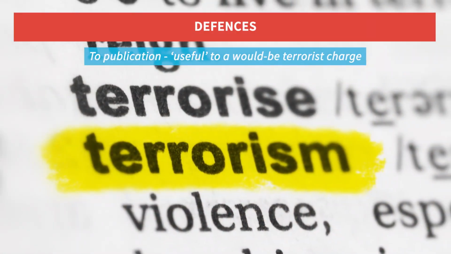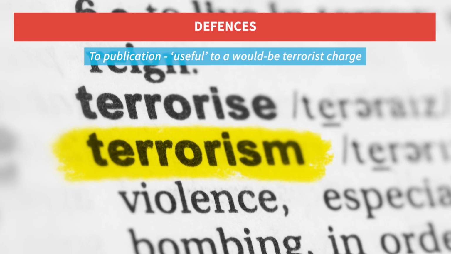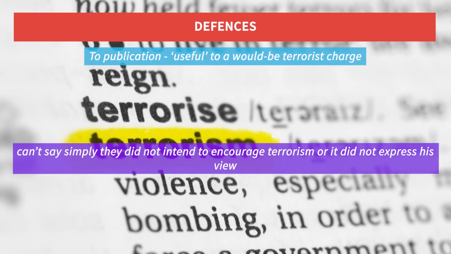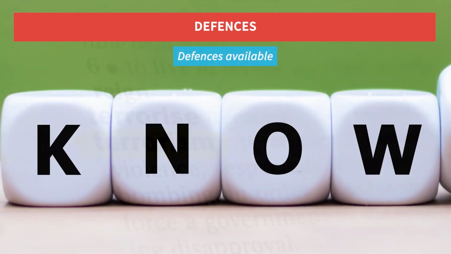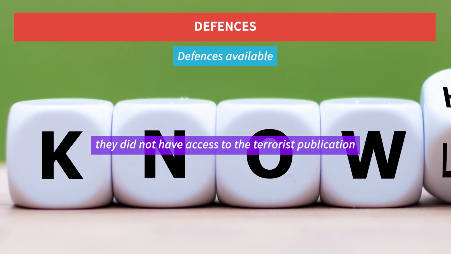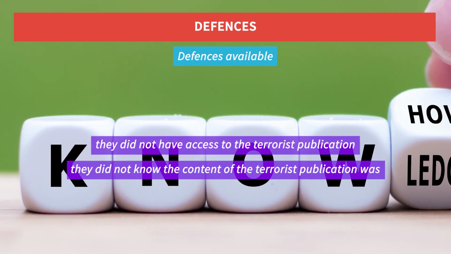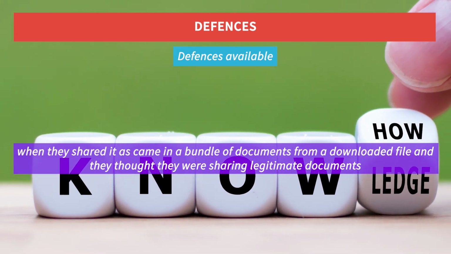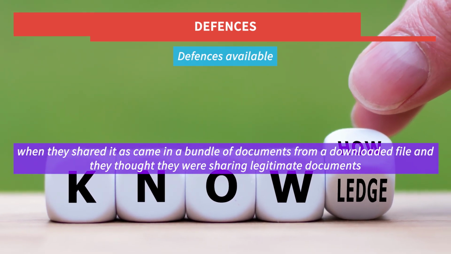This defence is not available for the second type of terrorist publication, that is a publication which is useful to a would-be terrorist. So if a person shares a bomb-making manual with another, they can't simply say they did not intend to encourage terrorism or it did not express his views. Here the person may have another defence, such as they did not have access to the terrorist publication or they did not know what the contents of the terrorist publication were when they shared it, as it came in a bundle of documents from a downloaded file and they thought they were sharing legitimate documents.